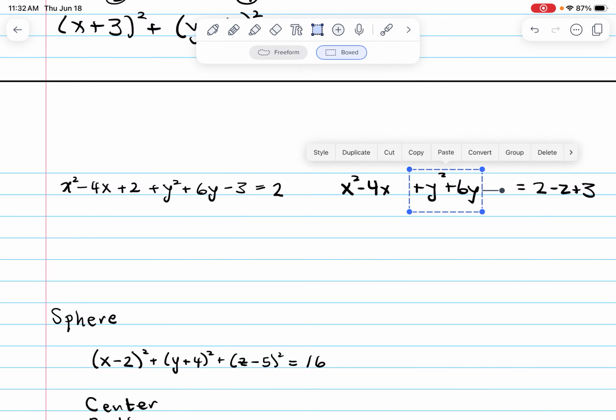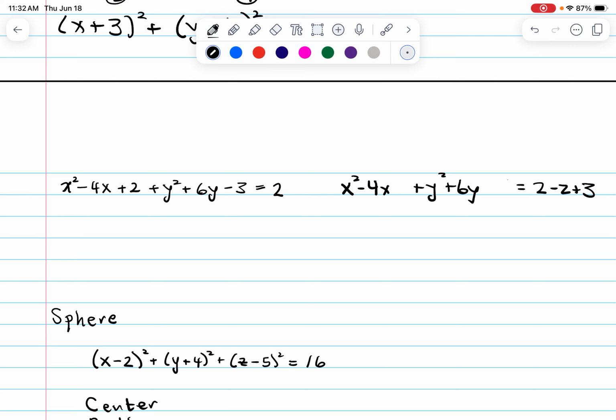Move this over. Okay, now here's what I've got. And so I moved everything that's not an x and a y to the other side. I subtracted 2. See, there's that. And I added 3. Now, let's do our work here.